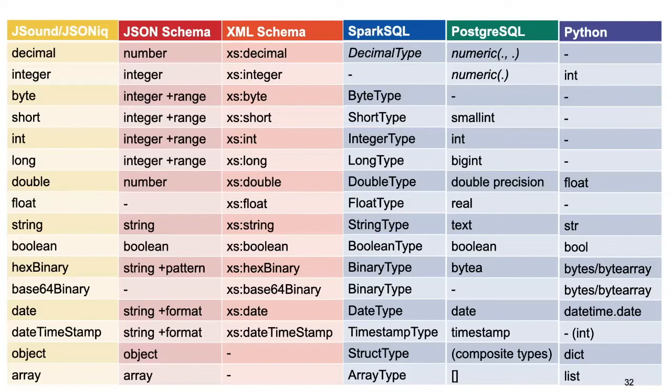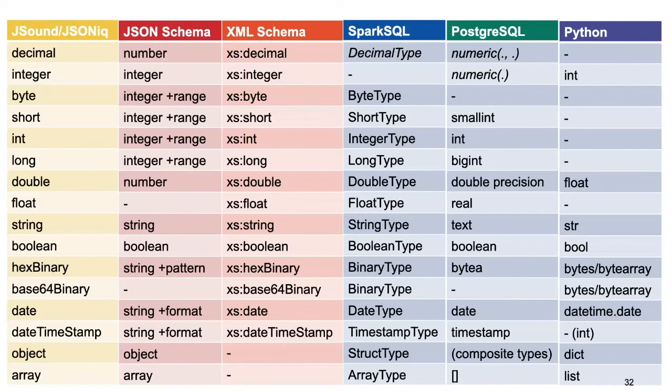The same for double. You know that in Java, in JSON, in XML, also in Spark SQL, it's the double type, PostgreSQL calls it double precision. And you look it up in Python, it's called float, but who cares that it's called float? All you need to know is this is a double precision IEEE 754 encoding, right? This is my type.